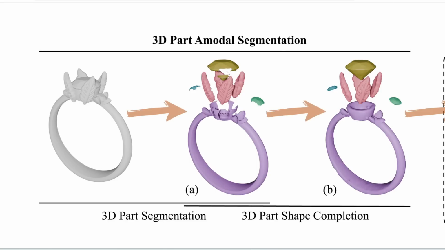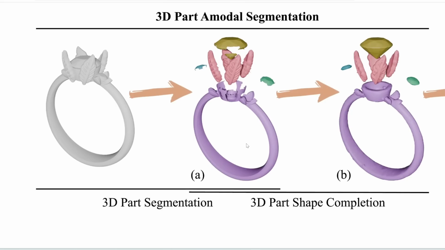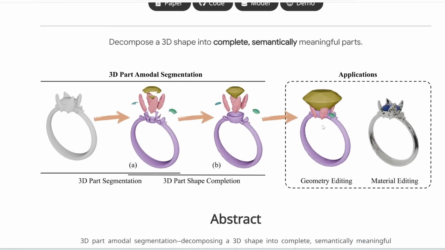But note that some of these parts are hidden from view, like this diamond here isn't really complete, same with these parts over here. So in the next step, the AI actually fills in these missing areas so that all the pieces of the ring are structurally complete. And by doing so, you now have a model which can be broken down into smaller complete parts. And this would be super useful for downstream editing.